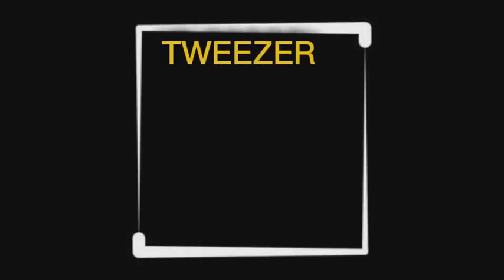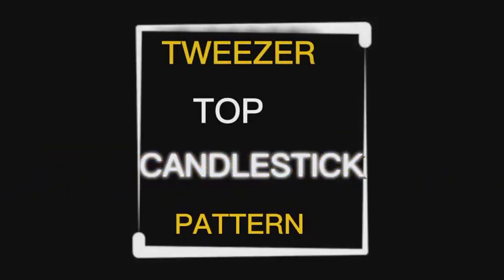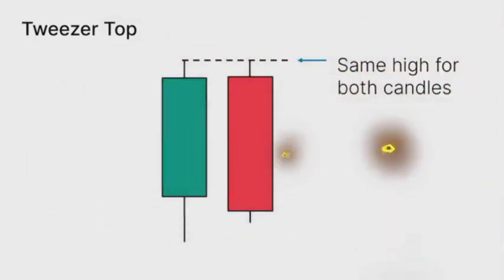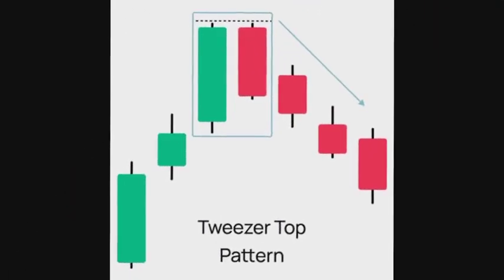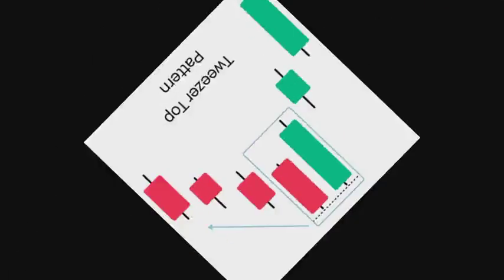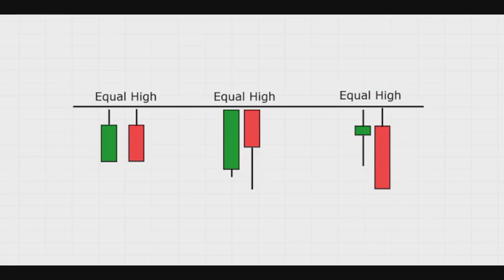Number 8. The Tweezer top candlestick pattern. The Tweezer top candlestick pattern is a bearish reversal pattern that occurs typically at the top of an uptrend. This signals that the trend may reverse to the downside. It consists of 2 consecutive candlesticks with matching or nearly identical highs, indicating a loss of bullish momentum.